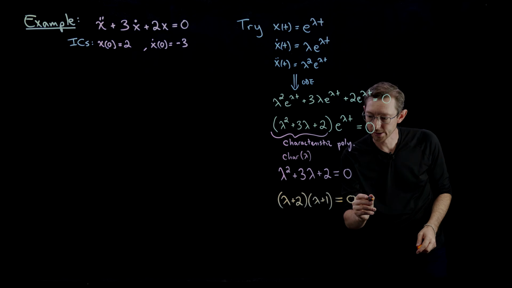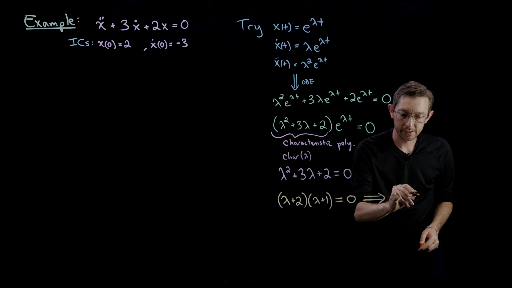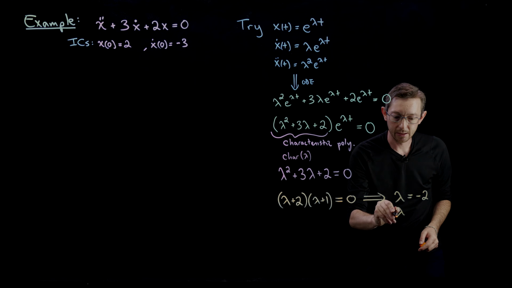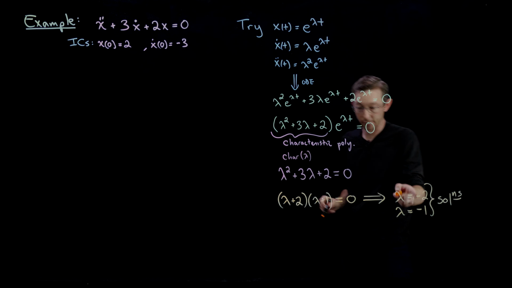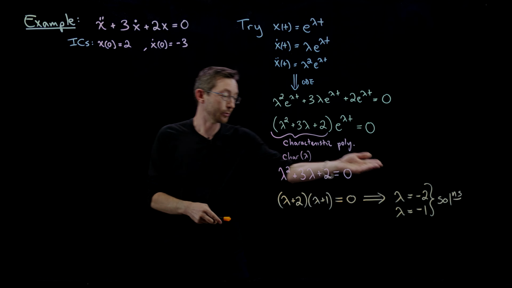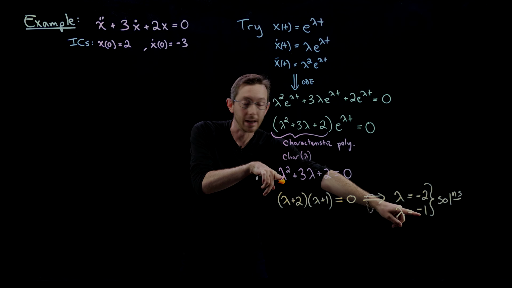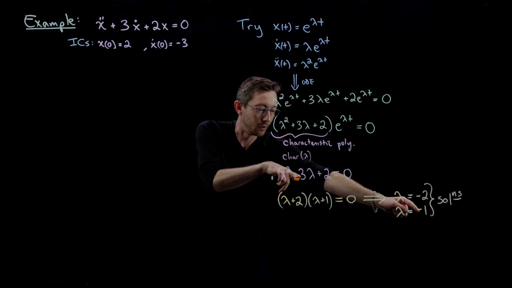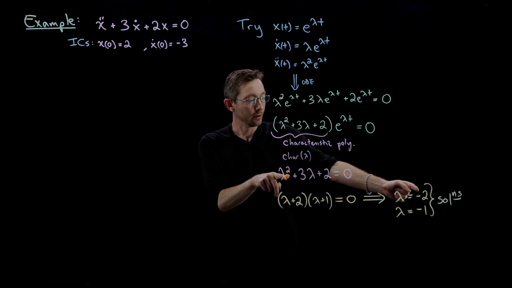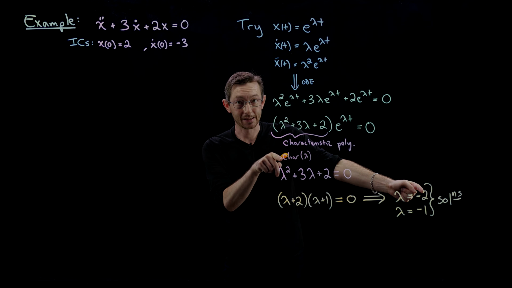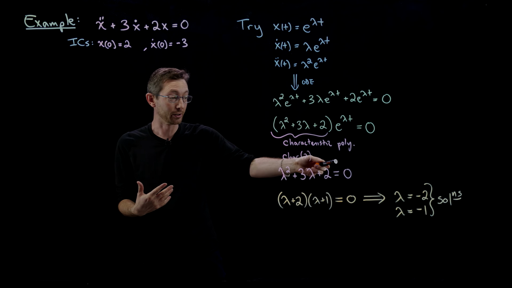And this implies, of course, that lambda equals -2 and lambda equals -1 are solutions. Those are two solutions to this characteristic polynomial. Let's just verify. -1 squared is 1, -3 is -2, plus 2 is 0. Good, this solves it. Let's try -2. -2 squared is 4, -6, so 4 minus 6 is -2, plus 2 is 0. So this also solves it. Both of these lambdas solve my characteristic equation.